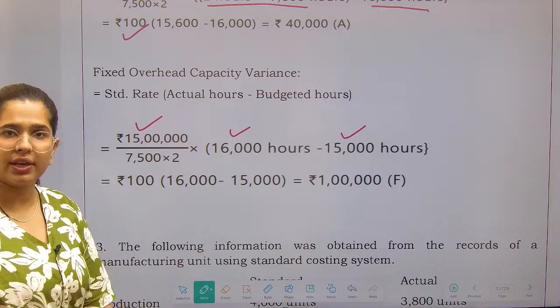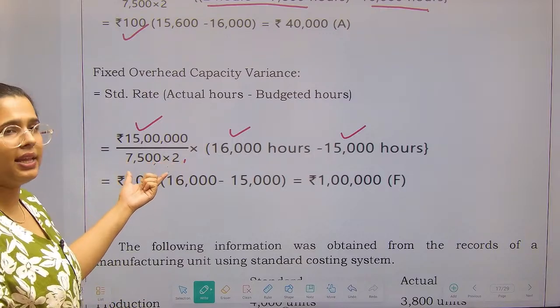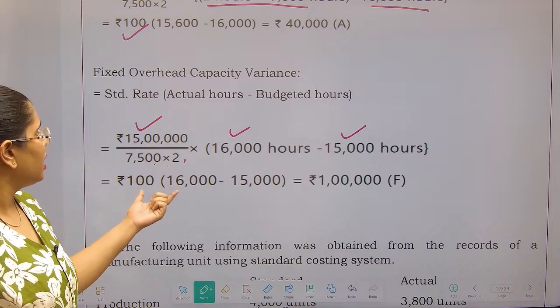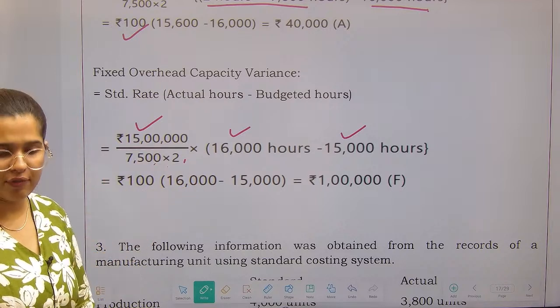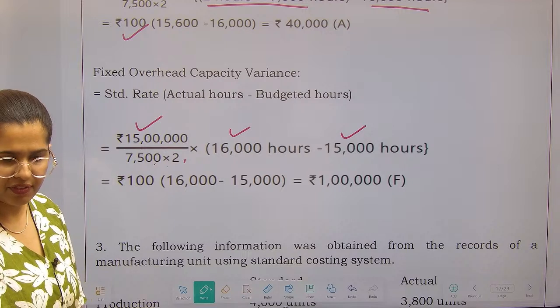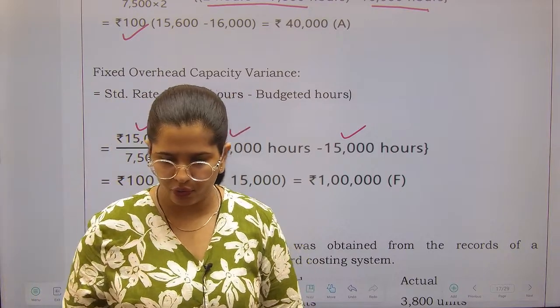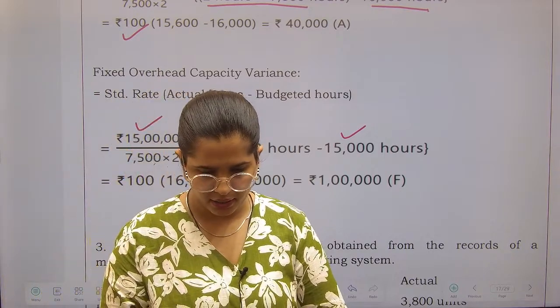Standard rate is also given. Standard rate मतलब क्या? Budgeted units multiplied by 2, hours कितने हैं आपके? ठीक है, 15,000, right? And just divide it. You have gotten your 100. Fine. So this is the thing with the standard costing. Have you got any questions related to it?